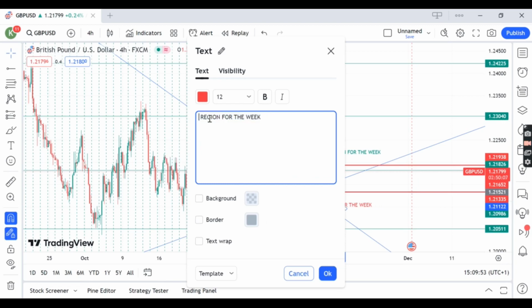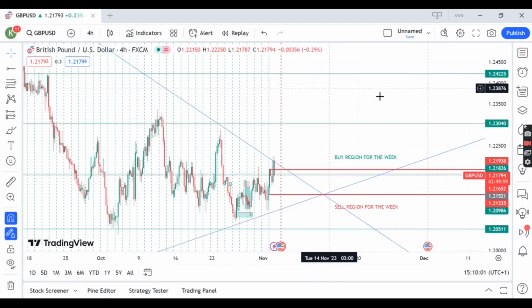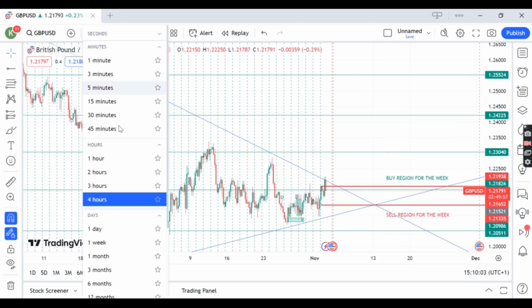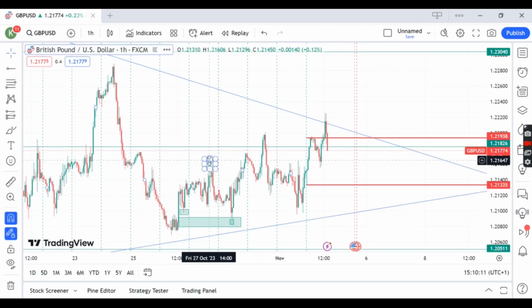So the opposite side is our sell region for the week. Alright, so these are the basic price actions which we want to take note of from the 4-hour time frame. Coming down to the 1-hour time frame, not much difference from the 4-hour. Let me take out these previous drawings that are still appearing here.